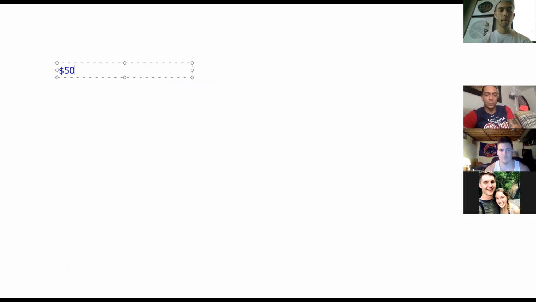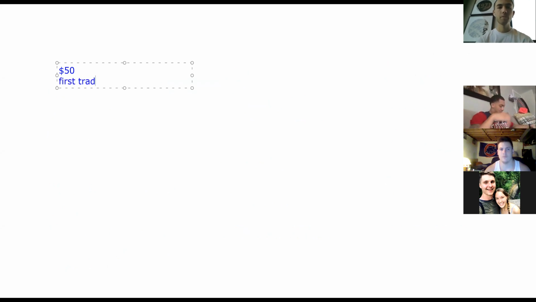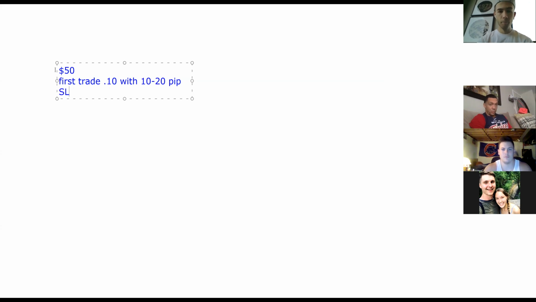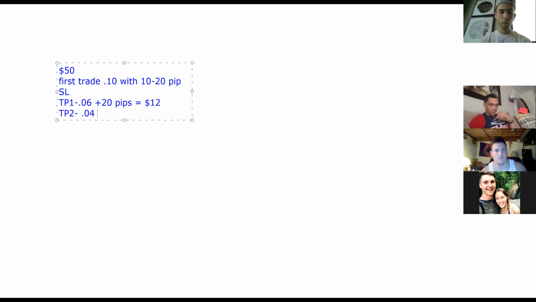I'll share that later. So let's just say, for example, we're working with smaller numbers because this is interesting. With smaller numbers, I recommend you pretty much risk the whole account in the first trade. That's what I recommend. So say it's a $50 account. First trade, do a 0.10 with a 10 to 20 pip stop loss. TP1 would be a 0.06 plus 20 pips. So that would be $12. And let's just say TP2, you have the other 0.04 plus 50 pips or break even.